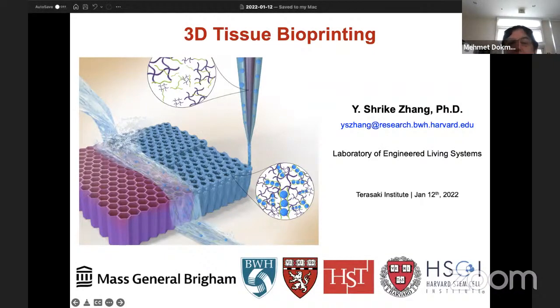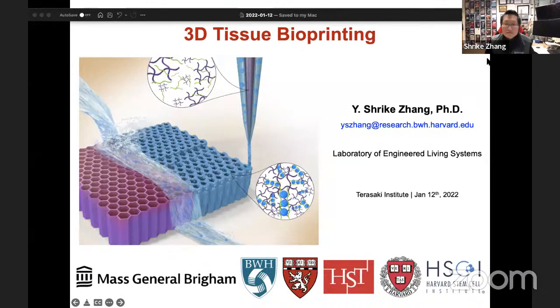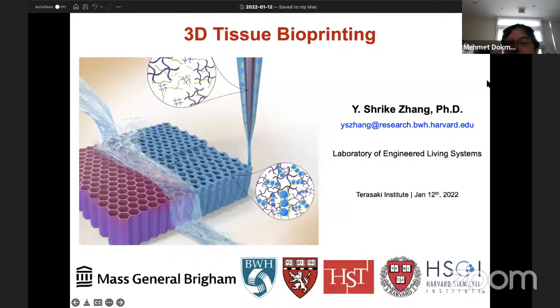He is currently an assistant professor of medicine at Harvard Medical School and associate bioengineer in the Division of Engineering and Medicine at the Brigham and Women's Hospital. Dr. Zhang's research is focused on innovating medical engineering technologies, including 3D bioprinting, organs on a chip, microfluidics, and bioanalysis to recreate functional tissues and their biomimetic models.